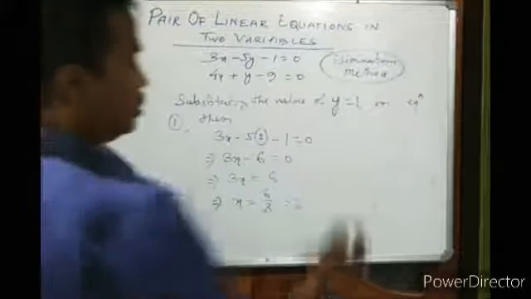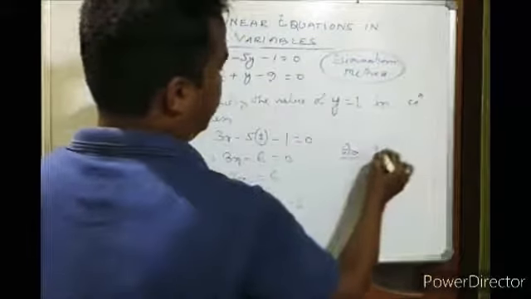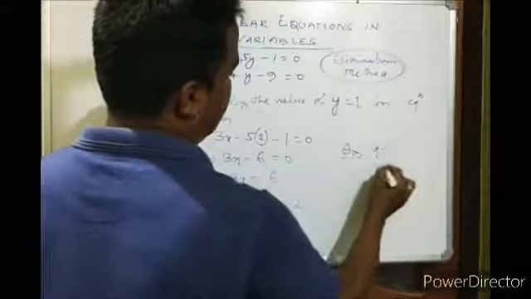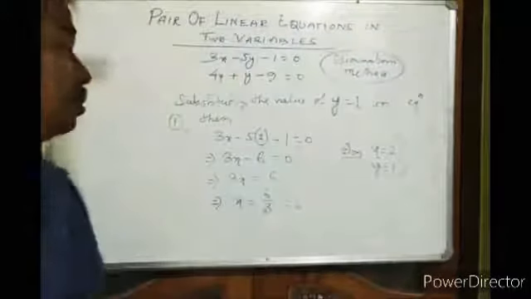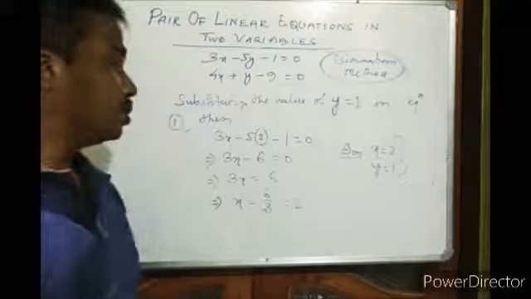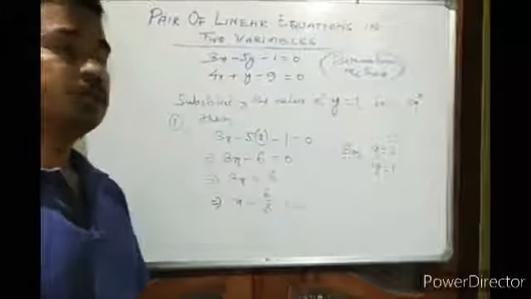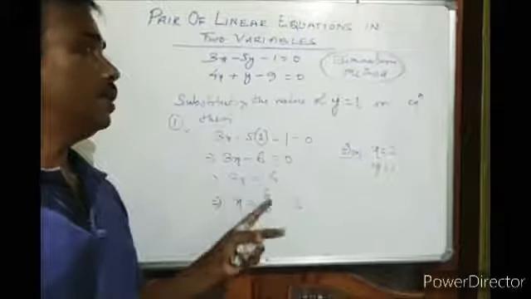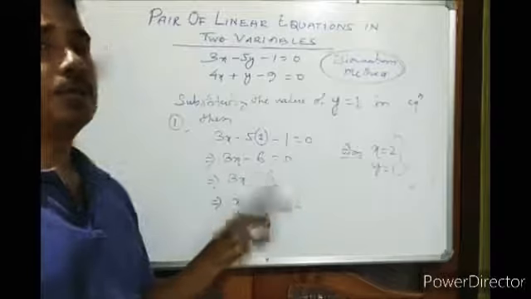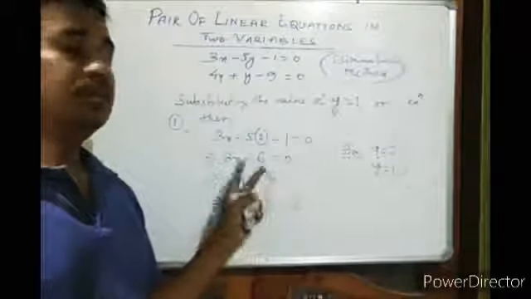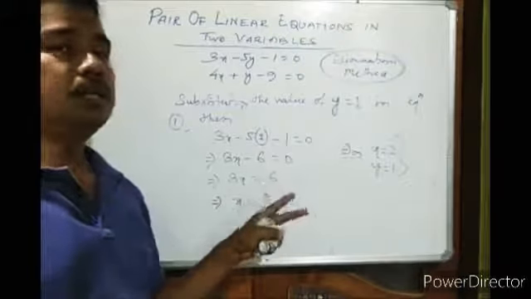So the solution is x equal to 2. Answer: I got x equal to 2 and y is equal to 1. So in this way, a pair of linear equations in two variables can be solved algebraically by the substitution method and the elimination method. Another method is the cross multiplication method, which I'll discuss in the next class.